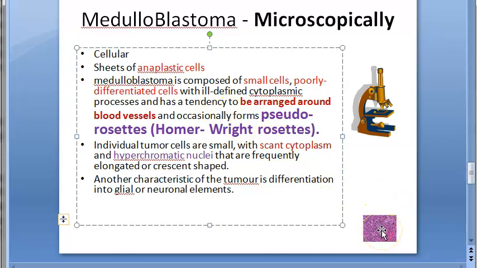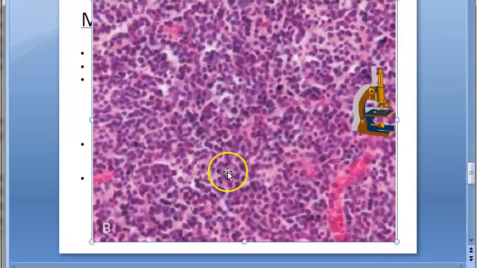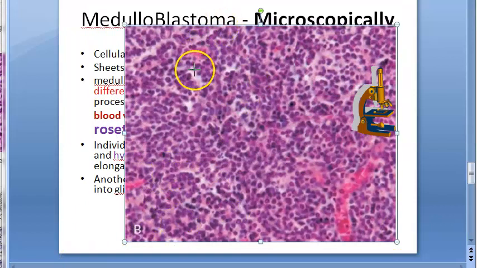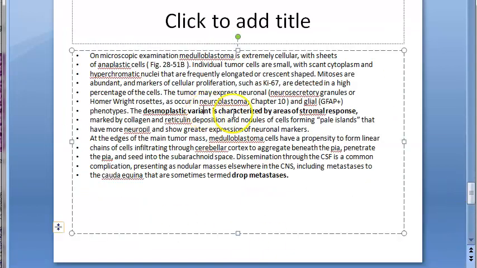See if you can spot these, guys. There's one here and one here. This one is actually very clear, right? Okay. So that was the microscopy. Let's see some more details.